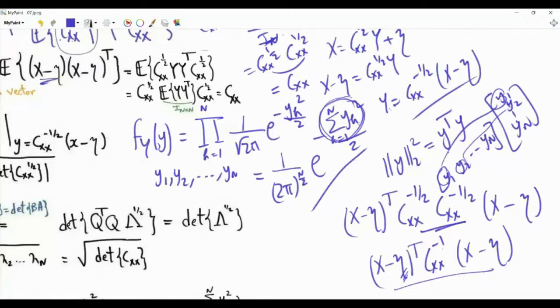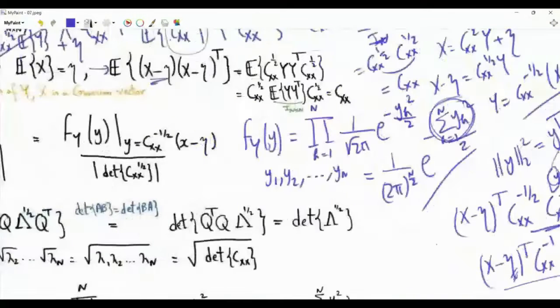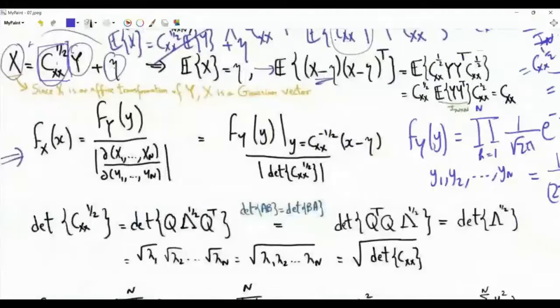That's the reason that, in the characteristic function, if you remember from the previous slide, the multivariate characteristic function makes use of Cxx without inverse or anything. So there is no problem if Cxx is singular. But here, to write down the PDF of the multivariate Gaussian vector, we need this matrix to be invertible.